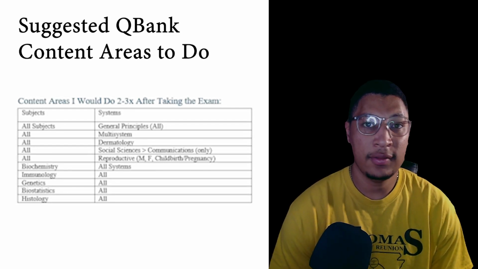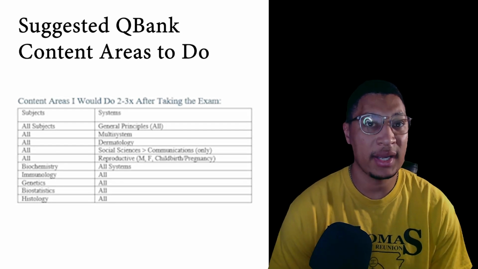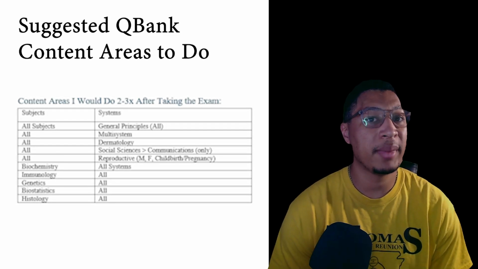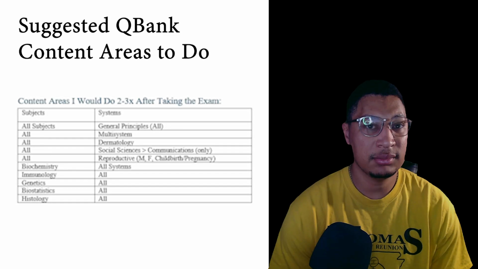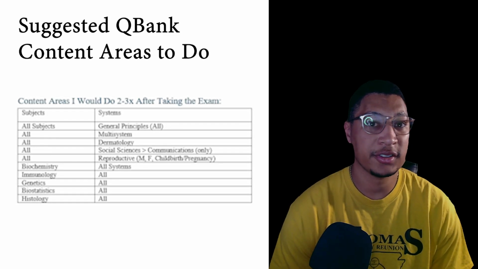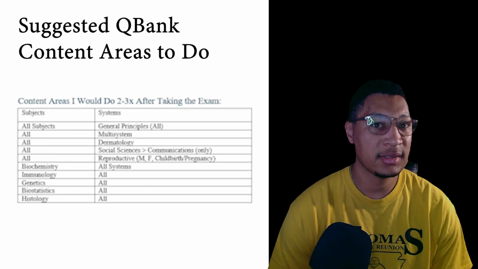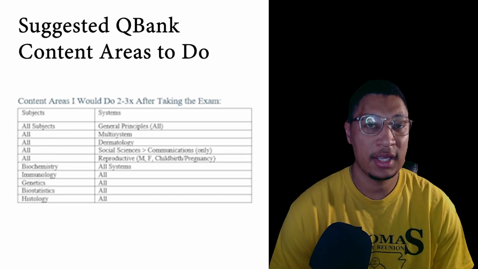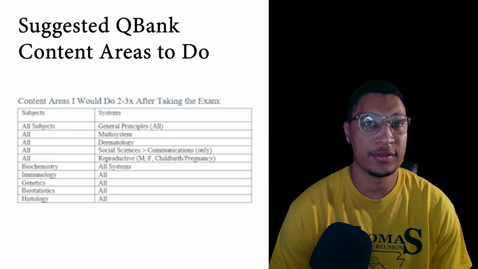all the reproductive, male, female, childbirth, pregnancy questions, and then doing all the biochem questions for all the systems, doing all the immunology questions for all the systems, doing all the genetics questions for all the systems, doing all the biostatistics questions for all the systems, and also doing all the histology questions for all the systems.